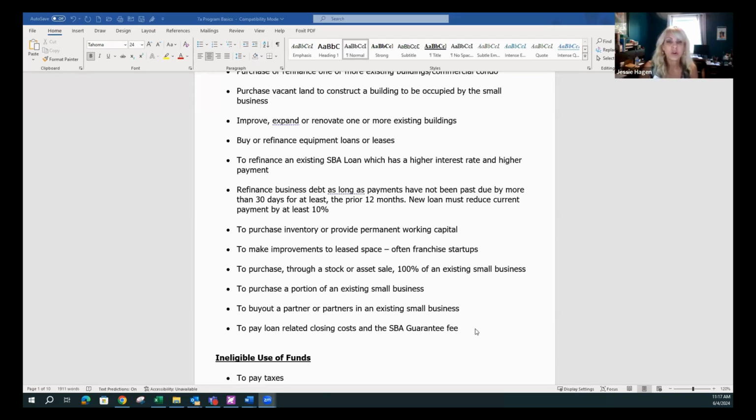Also, just note all of the related closing costs, including the SBA guarantee fee, appraisal, attorney's costs, filing fees, etc. Those can also be included and are always part of the project cost. So when we talk about down payments later on, we're talking about down payments associated with the total project cost, not just the purchase price of something.